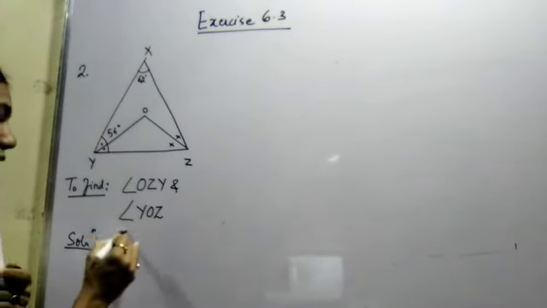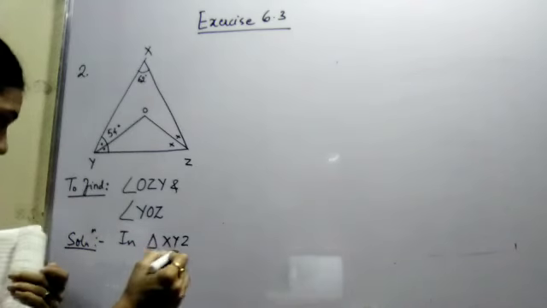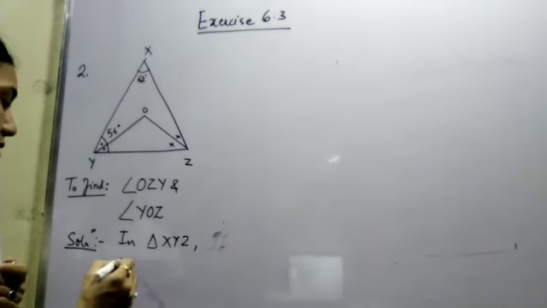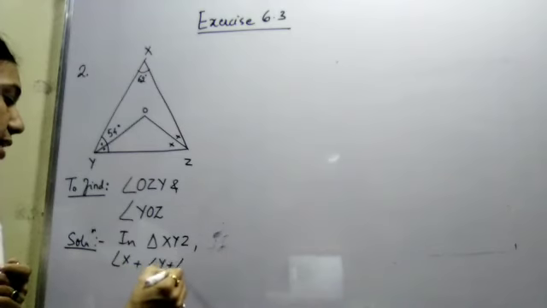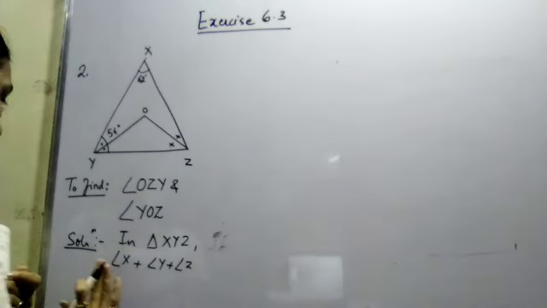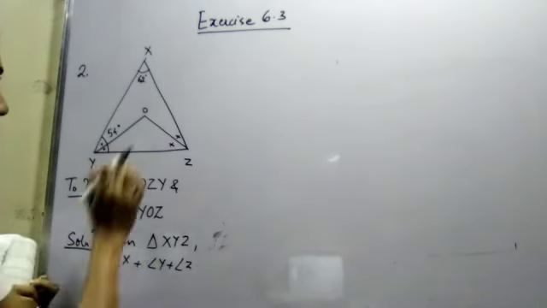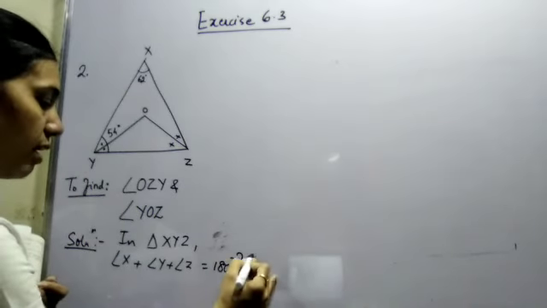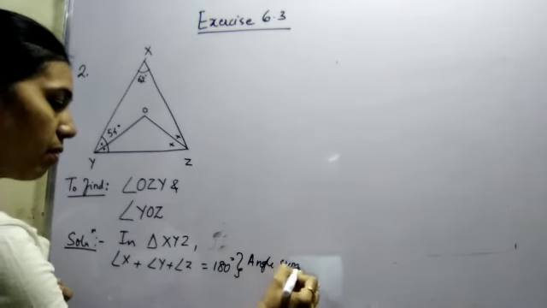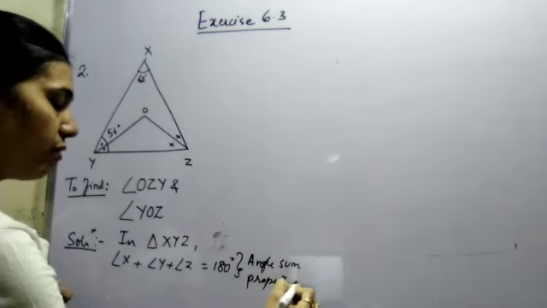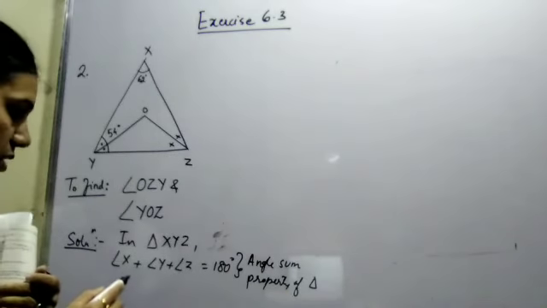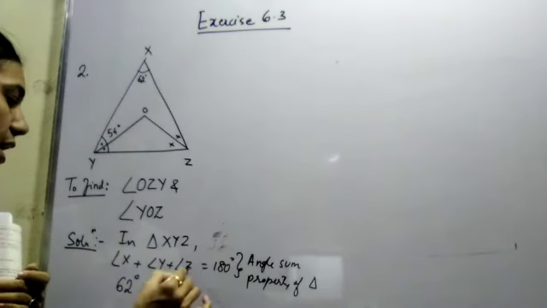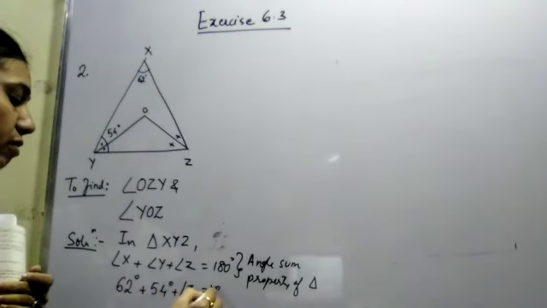So here in triangle XYZ, I can write down angle X plus angle Y plus angle Z. You have to write it in a complete format. So what you will write down? You will write down everything. Angle Y, ZX, XZY. Okay, that is equal to 180. Angle sum property of triangle. We write down this. Measure of X is given as 62 degree. Measure of Y is given as 54 degree. And measure of Z we need to find out.